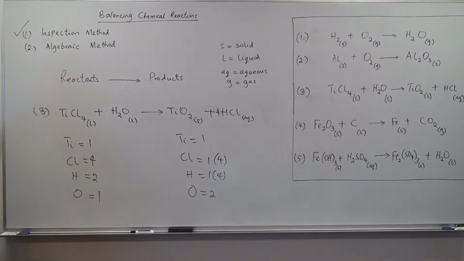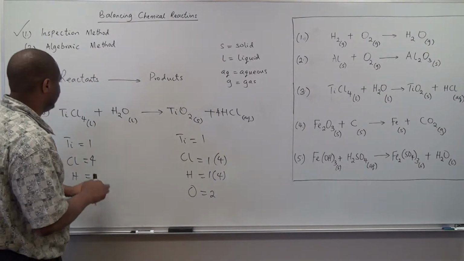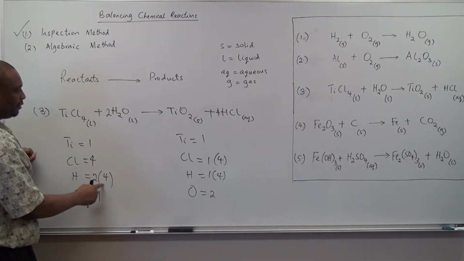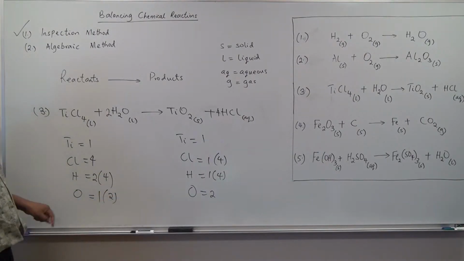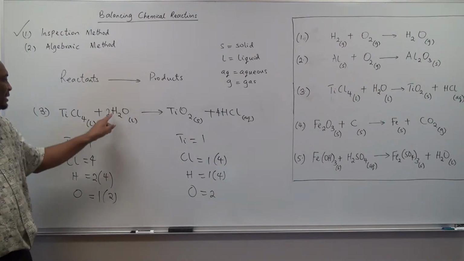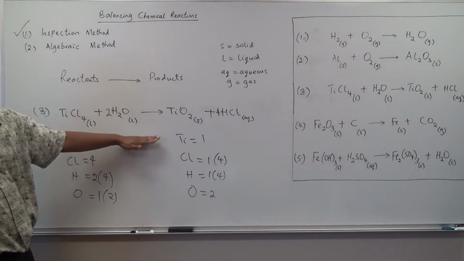So what do I do now? I can go ahead. This is 4 hydrogen, this is 2. I go ahead and put 2 here, and that balances the hydrogen to be 4, and it also balances the oxygen to be 2. So I now have 1, 1, 4, 4, 4, 4, 2, 2. That balances the oxygen as well. This is now the balanced chemical reaction.